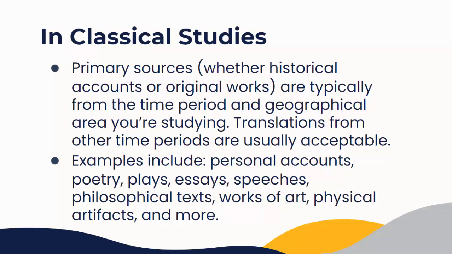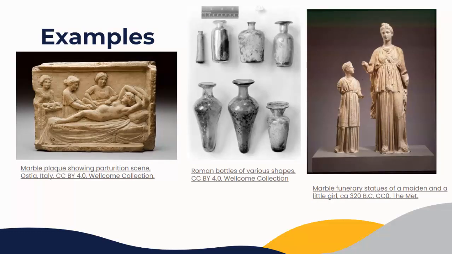Examples of primary sources in classical studies include personal accounts, literature like poetry and plays, essays, speeches, philosophical texts, works of art, physical artifacts, and more. A few examples here on this slide are a marble plaque, a collection of ancient Roman bottles that were probably used in medicine, and then a marble funerary statue set of a maiden and a little girl.